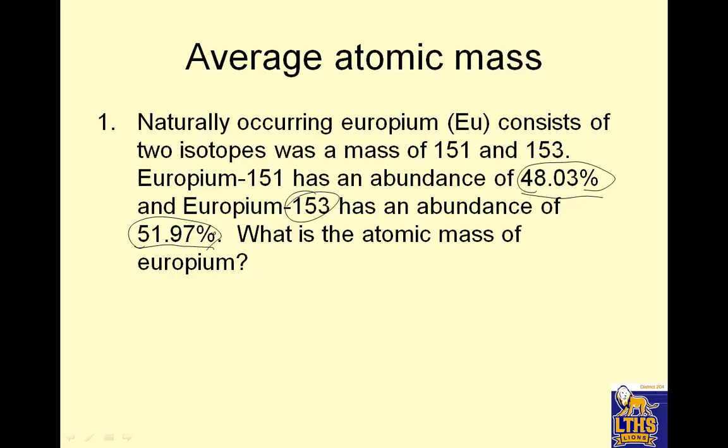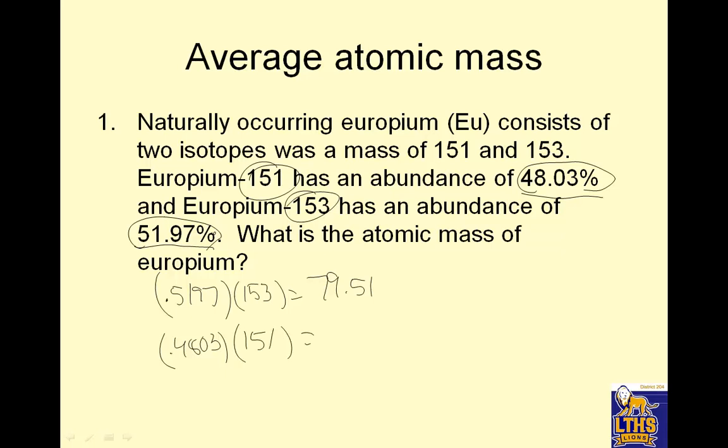So what I do is I'm going to take my percentage in decimal form, 0.5197, and multiply it times the atomic mass. And that is going to give you 0.5197 times 153 is 79.51. And then I'm going to take 0.4803 times 151. 0.4803 times 151 is 72.5253. I suppose I'll throw those ones on there too.